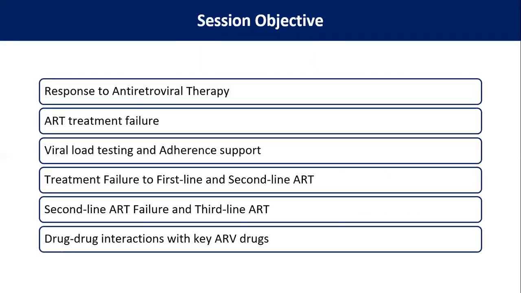In today's session, we are going to know what different responses we expect after starting a patient on antiretroviral therapy, and when and how a patient fails on a particular ART regimen, and the importance of viral load testing and its relationship with drug adherence, and then treatment failure to first line ART and second line ART, and what options we have in the second line ART and in the third line ART. Thereafter, we'll discuss a little bit about drug-drug interaction with the key ARV drugs.